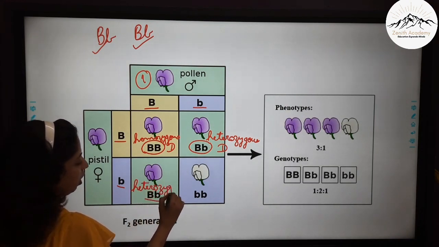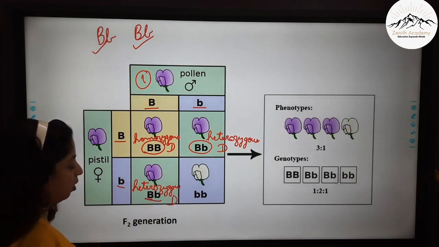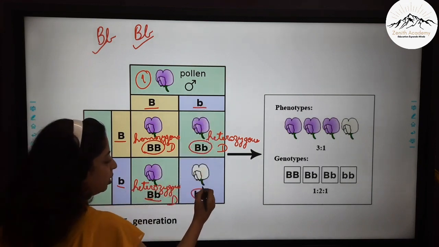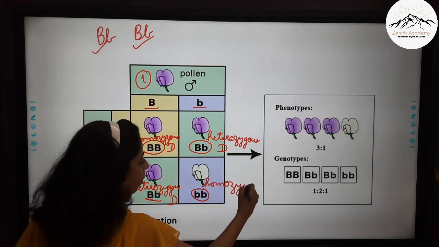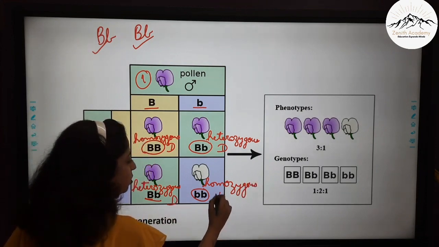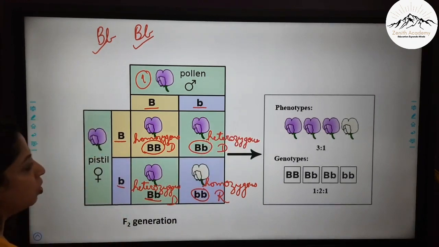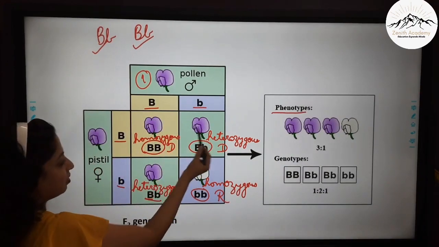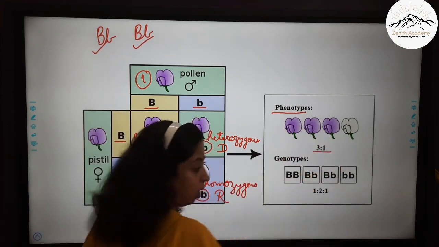heterozygous, and here also you can see one dominant. So heterozygous dominant. But here you can see one small b and one small b. So both are small b. So it becomes homozygous. But here you should see that both are recessive. So this is homozygous recessive. Okay. So if you see now the phenotype, that is the physical appearance what we are seeing, you can see that there are 3 purple and 1 white. So the phenotype ratio is 3:1.